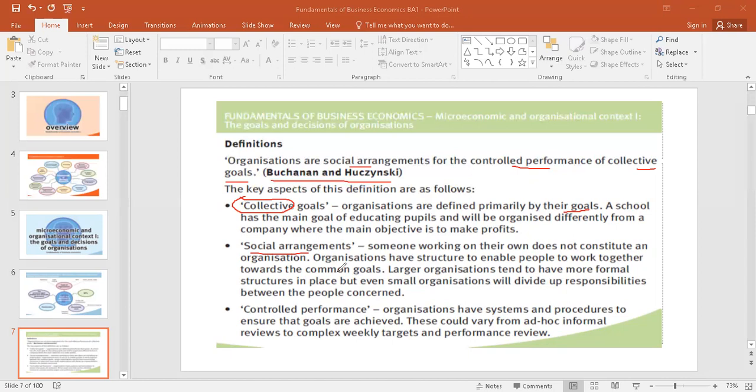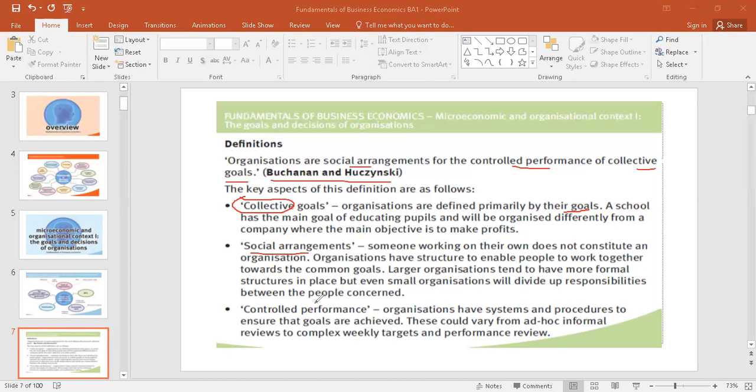Okay. I will also later on help you out. I will give you the types of organization based on the size, but right now let's just look into the definition part of it. Even a small organization will divide up responsibilities between the people concerned.